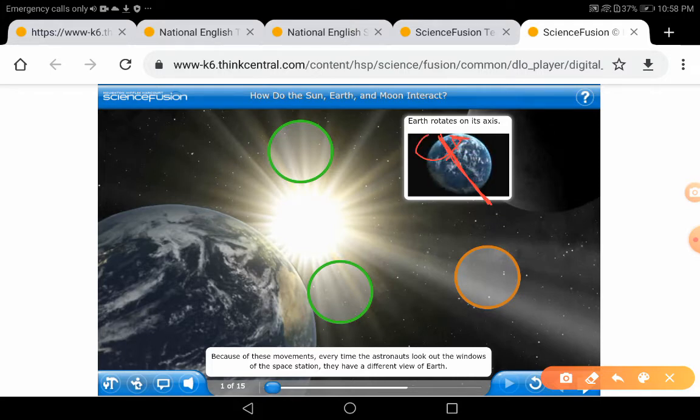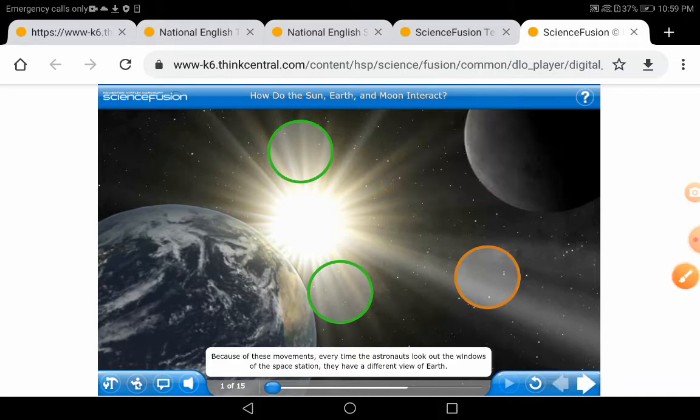Okay, this one shows how Earth rotates on its axis. This is the axis. It's an imaginary line, and this is the way that Earth moves from west to east. You have to keep in mind it moves from west to east. Okay, let's see the other one.